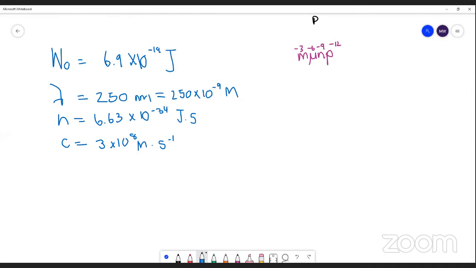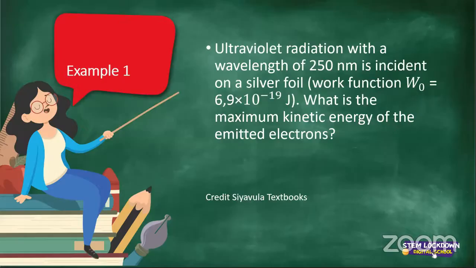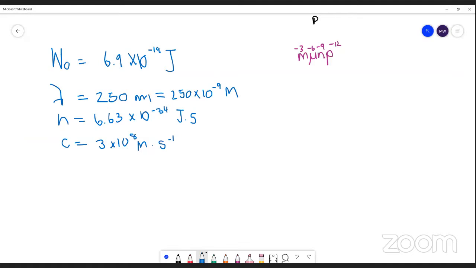I'll quickly show it to you, Talisha. They tell you there's ultraviolet radiation with a wavelength of 250 nanometers incident on a silver foil. The work function is 6.9 times 10 to the negative 19 joules. What is the maximum kinetic energy of the emitted electrons? Okay, so we've written down what we have. Now we have to work it out.